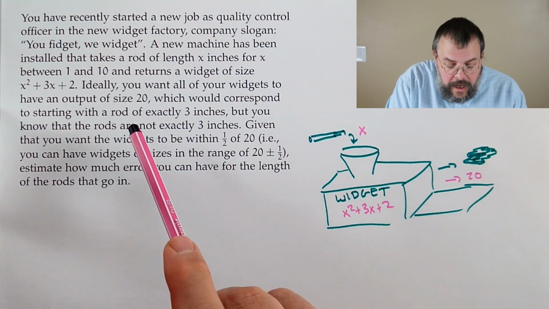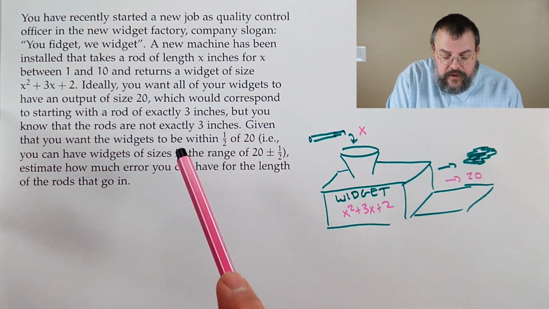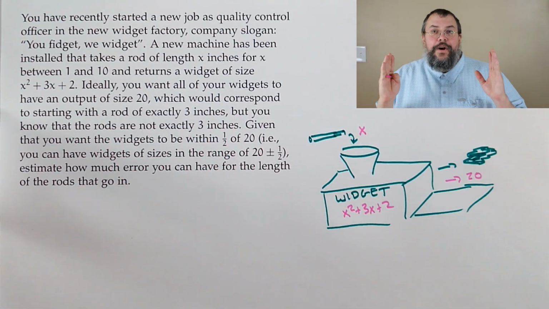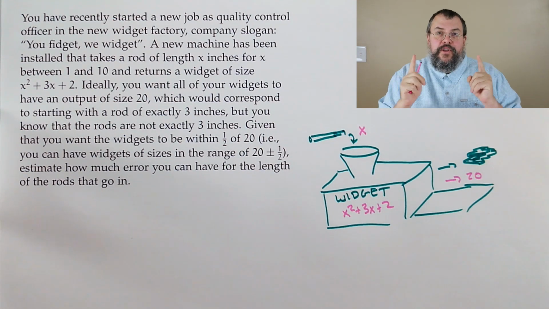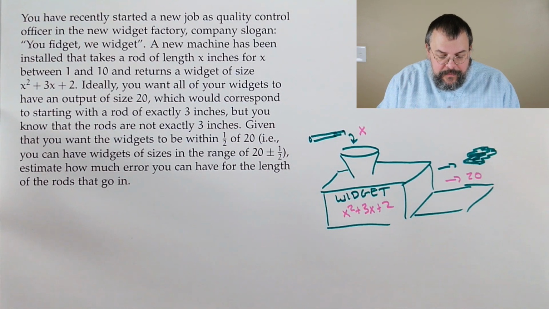All right, well, how would that happen? That would correspond to starting with a rod of exactly 3 inches. Okay, so good news. If we want an output of 20, we put 3-inch rods in. So we want x to be 3. Perfect, perfect.